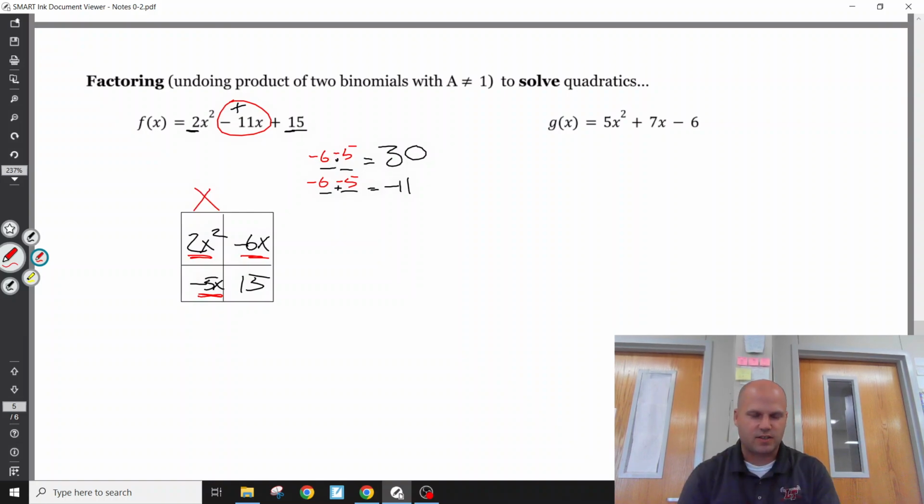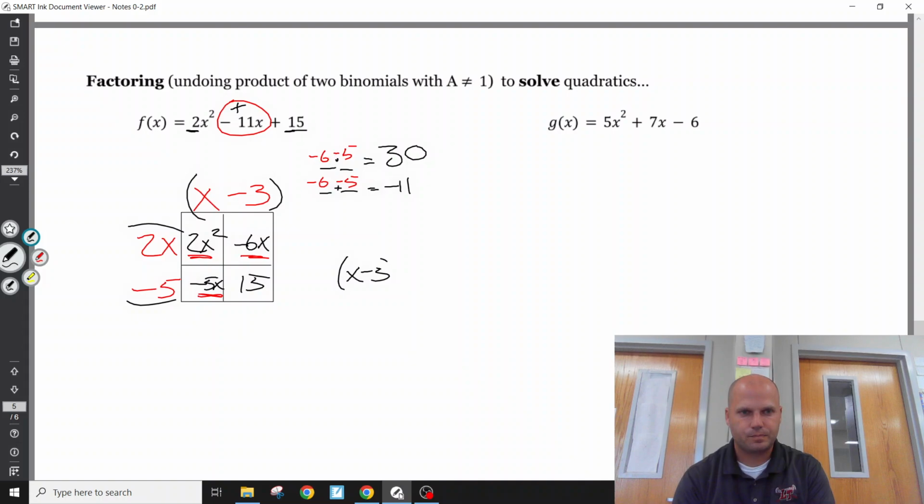Now, the reason why the box is so nice is because you can work the multiplication puzzle out from here. Just having this one x, you could ask, what multiplies by x to get 2x squared? Well, 2x times x is 2x squared. What multiplies by x to get negative 5x? Well, minus 5. What multiplies by 2x to get negative 6x? Well, a negative 3. And all of a sudden, you see the factors 2x minus 5 and x minus 3 have to multiply to get 2x squared minus 11x plus 15. So this is the box method.